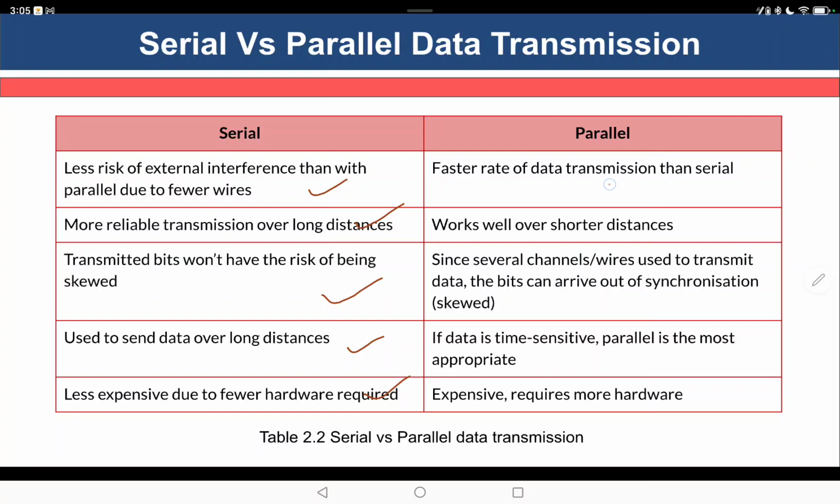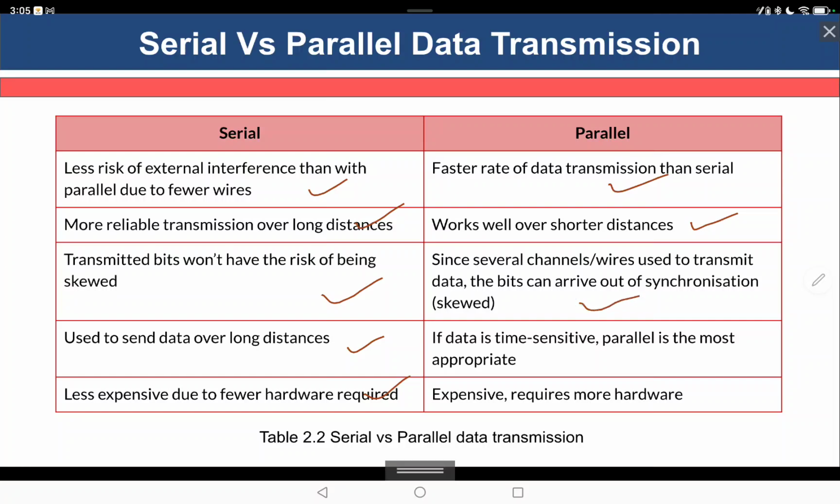So we say that parallel is a faster rate of data transmission than serial. So multiple bits are sent at the same time, which makes the transfer quicker over short distances. And then we say that it works well over short distances. So it is ideal when devices are close together, like inside a computer or between chips on a circuit board. So it works well over a short distance.